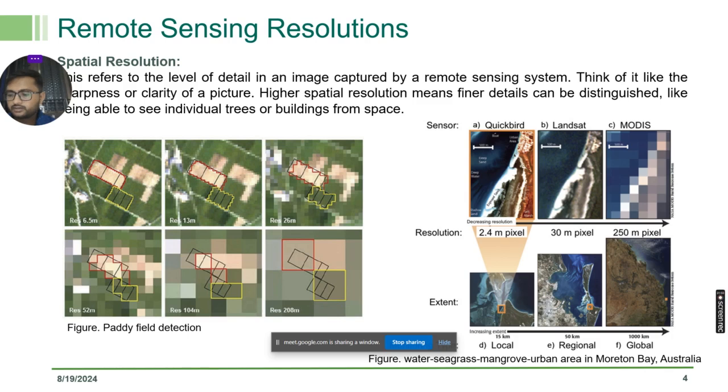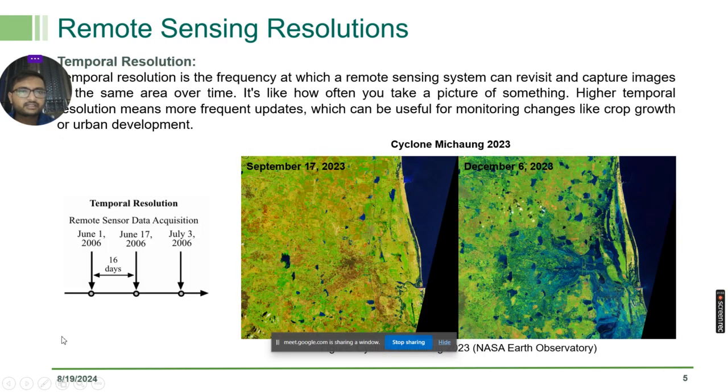Now the second type of resolution in remote sensing is temporal resolution. Temporal resolution means the frequency at which a satellite takes images of any particular area. Let's say we have one satellite which collected data on June 1st of 2006. The second image of the same area will be acquired after 16 days, because orbits are designed in such a way that it cannot cover the entire area at once.